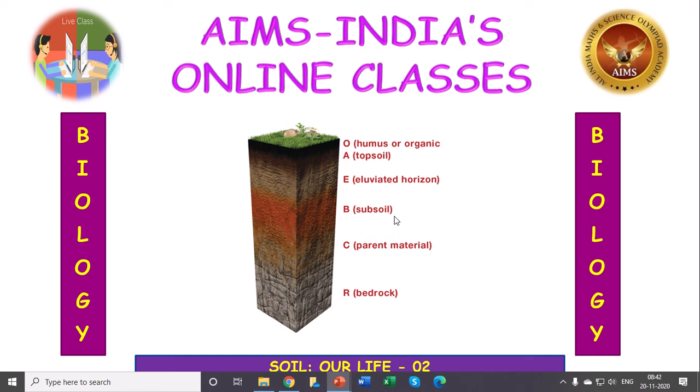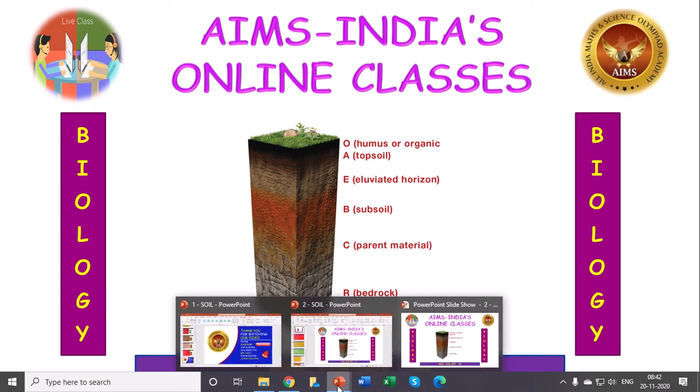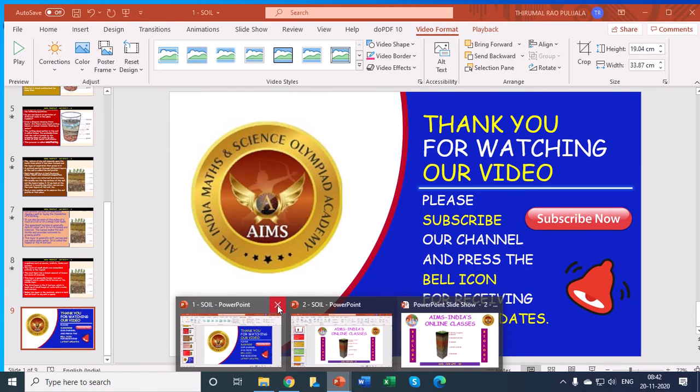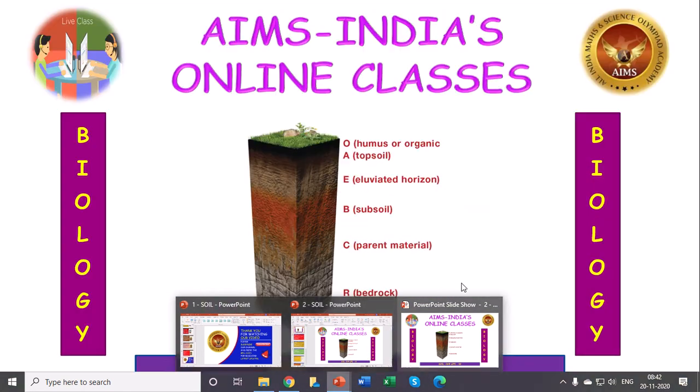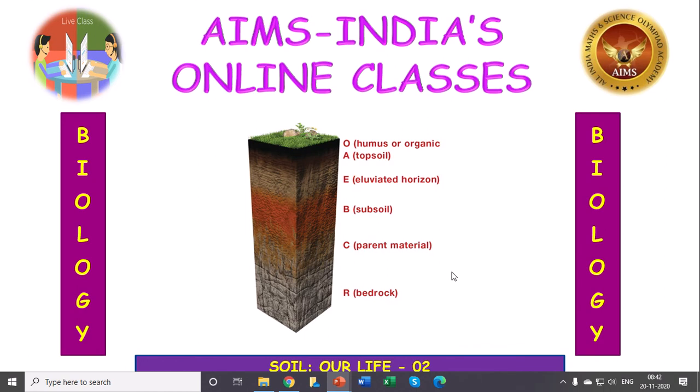The B horizon contains subsoil. The particles of the A horizon are somewhat smaller than the B horizon. B horizon particles are somewhat large in size. Then beneath it is the C horizon, also called parent material, and the D horizon or R horizon, also called bedrock. Bedrock. Okay. So like that, there are different horizons present. Okay, let us proceed.